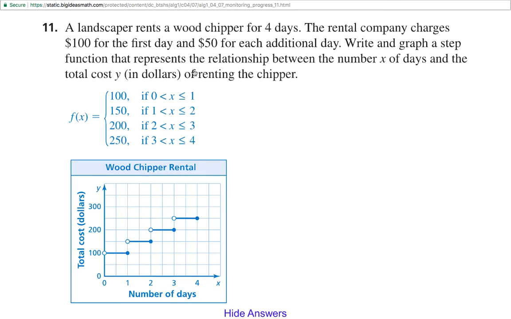okay. Notice that the rental company charges $100 for the first day. Hence, for the first day, it's $100, starting at 0, going through 1, maximum 1 day. Once you hit above 1 day, you jump up to the next one for an additional $50. Hence, the total is 150 and such and such and such.